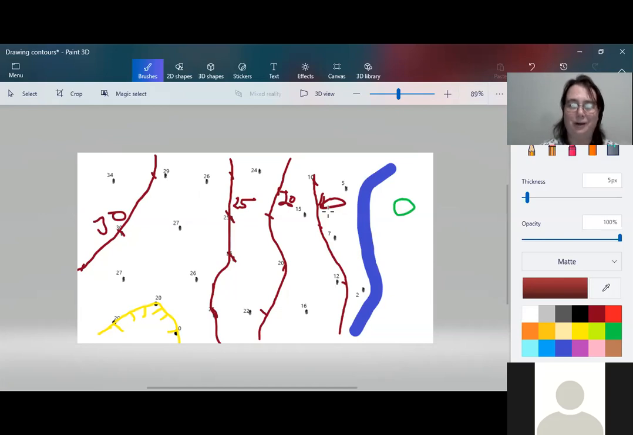So basically you're walking uphill from the stream. Here it gets a little less steep where you have two contour lines far apart like this. It's more flat. When you have contour lines that are closer together, that whole area is steeper, more of a hill.